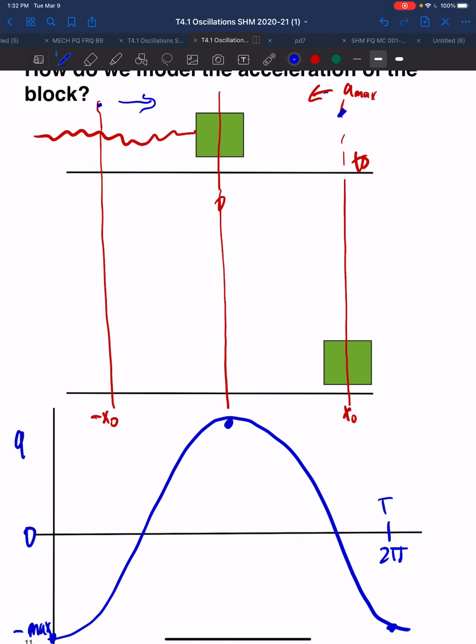And so what we should recognize this as is a negative cosine. So we have acceleration is negative A0 cosine omega t.